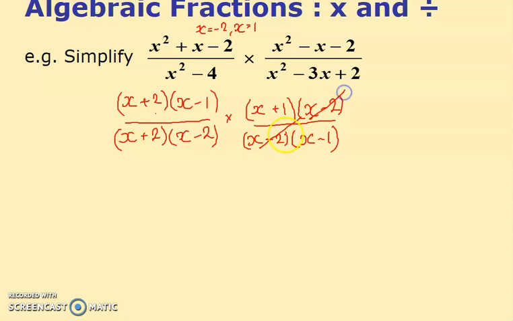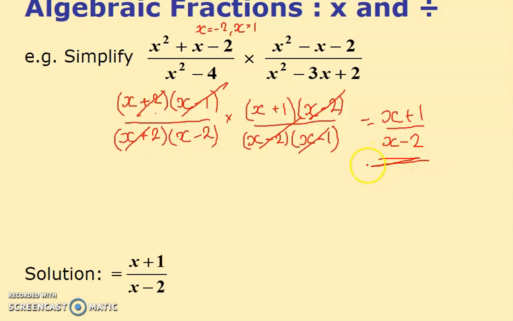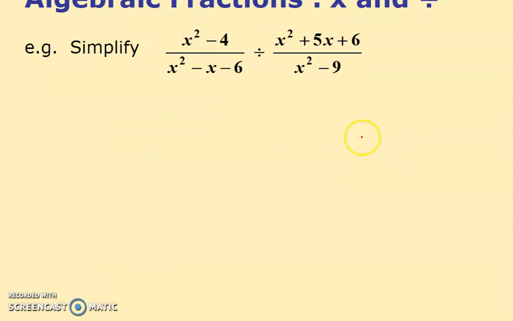There is a case of crossing off top and bottom. Now they can go diagonally, so that one goes with that one. Plus 2 goes with that one. So I think I'm left then with an x plus 1 on the top and an x minus 2 on the bottom and not much else. So that should be the answer: x plus 1 over x minus 2. Yeah, good. Alright, same again.